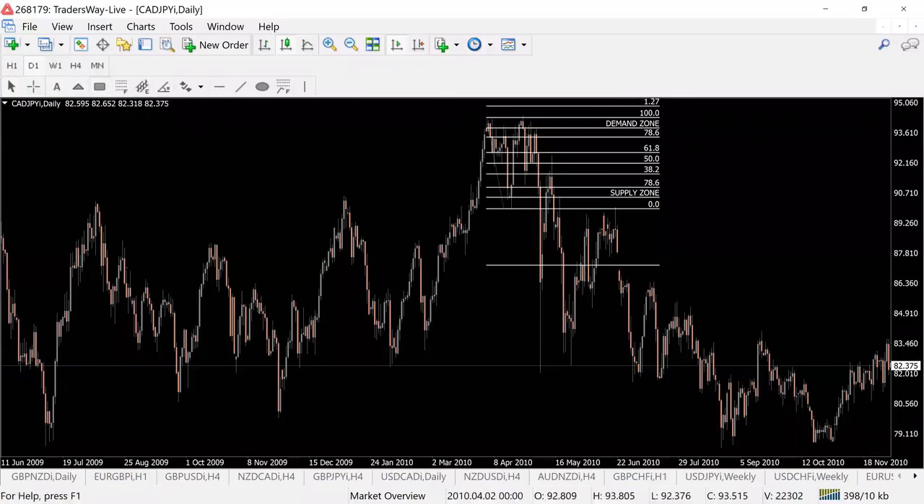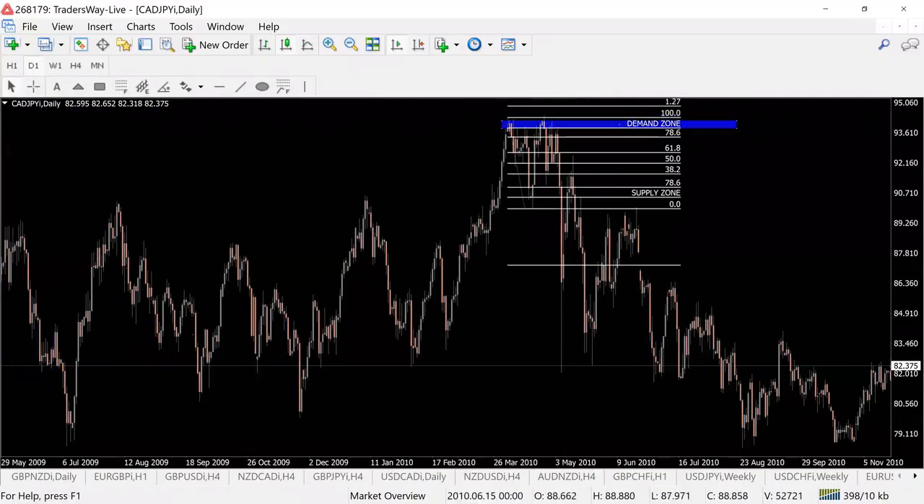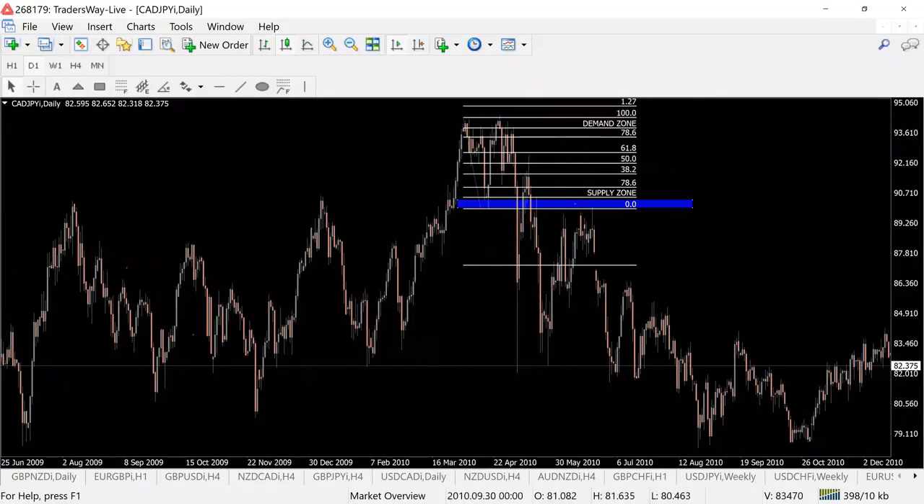Because it failed to break that level, I'll just take this box and bring it down to this zone here. Now look what happened. When the market broke that zone, it came back and retest that box and dropped. It came back and retest that box and dropped. Guys, do you see how simple that is? Any questions before we leave?